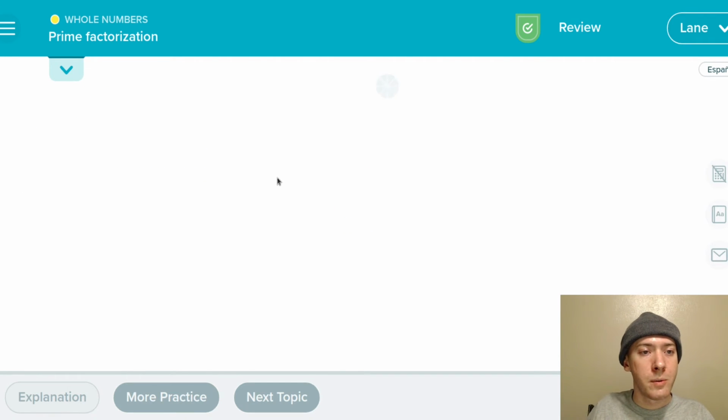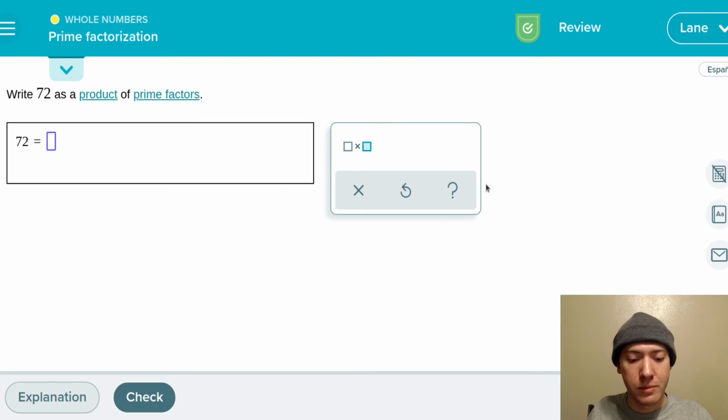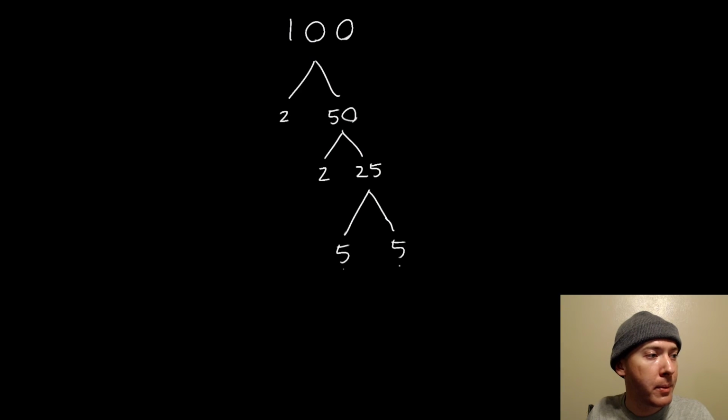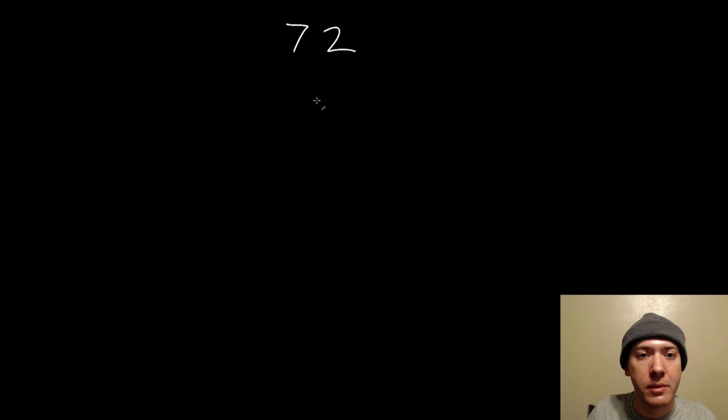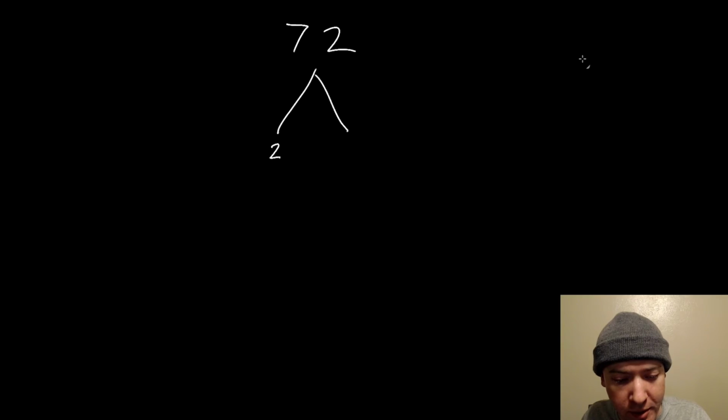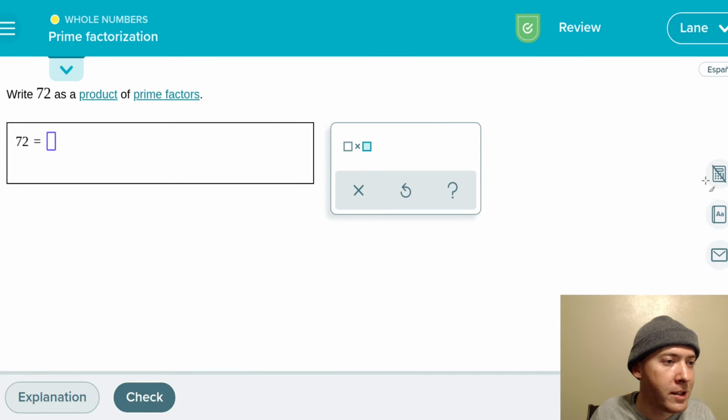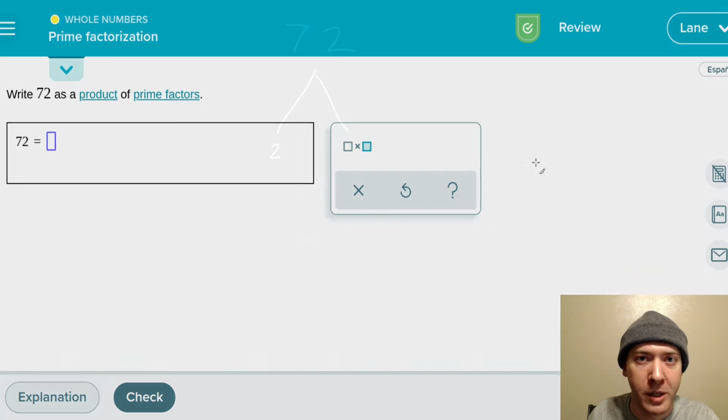Okay, let's do another one. 72. Let's go back over here to the blackboard. What is 72 as a product of prime factors? So again, this is an even number, so I think it would be good to start by dividing it by 2. What is 72 divided by 2? If we look at the problem over here in Alex, you see that they don't let you use a calculator. So let's do some long division real quick. I'll speed this up for you.